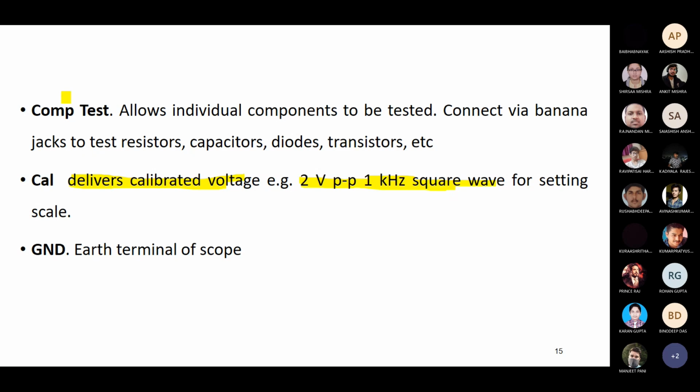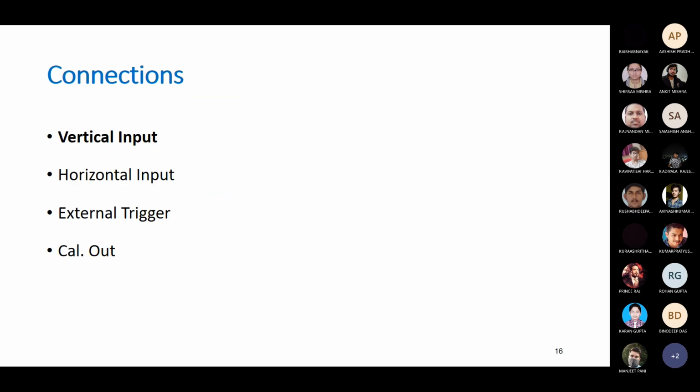It also allows individual components to be tested. Individual components can be tested via the banana jacks test: resistor, capacitor, diode, transistor, everything you are able to test. There is also a ground, the earth terminal of the scope, which you can connect directly, and that is called the ground of the system. What are the important connections? Vertical input, horizontal input, external trigger, and calibration output. These are all the connections.